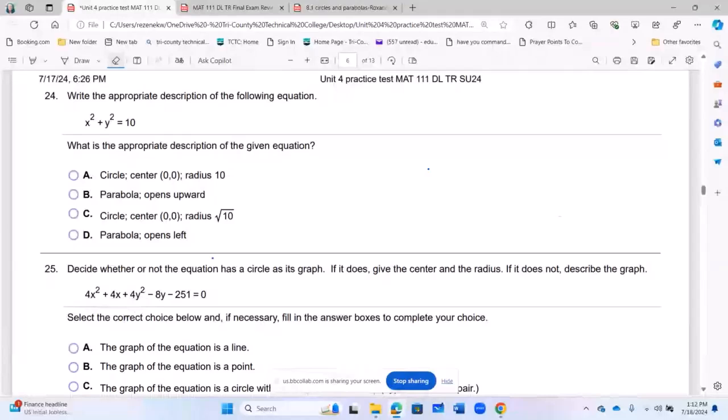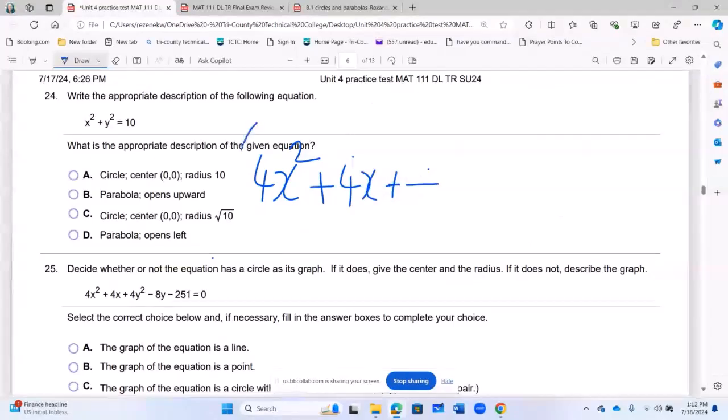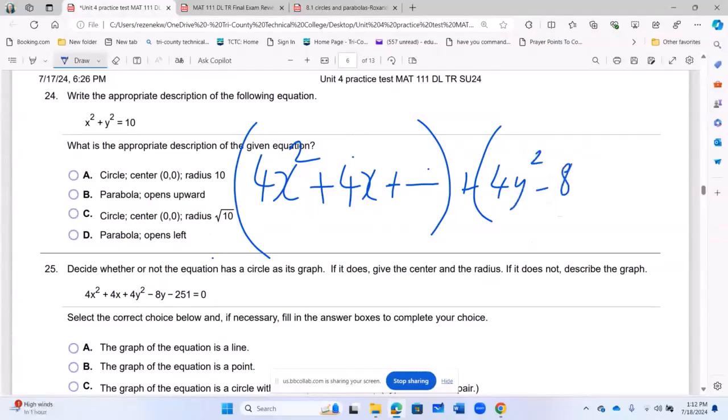So let's make sure you remember completing the square. I'm going to group the x terms on one side. So I have 4x squared plus 4x in parentheses, and then plus, in parentheses again, I group the y, 4y squared minus 8y, equal to, and I throw the constant term to the right hand side. The constant term is 251.